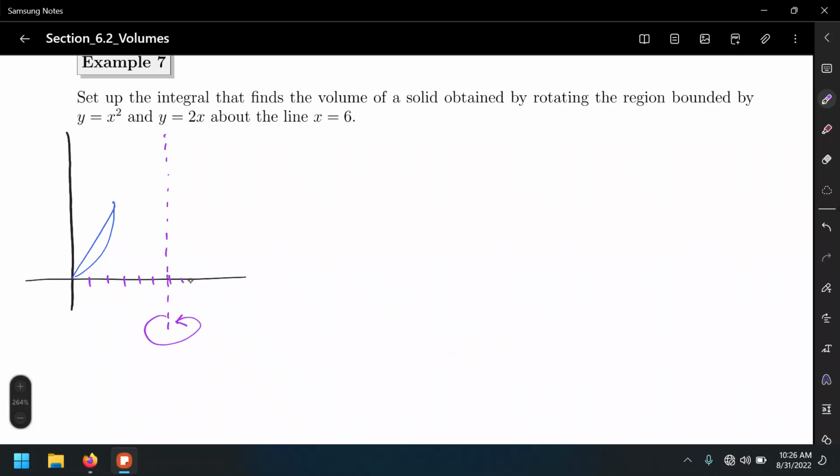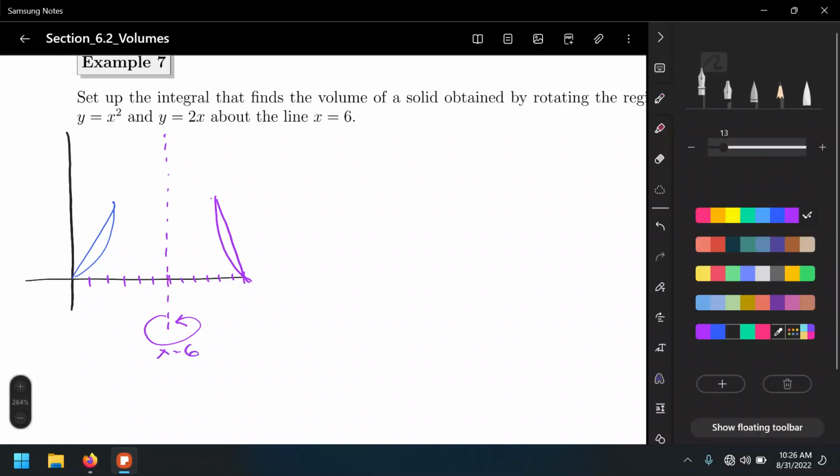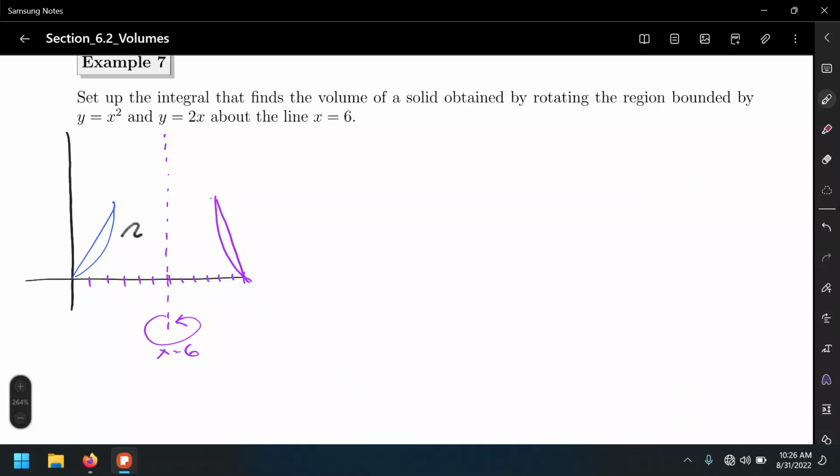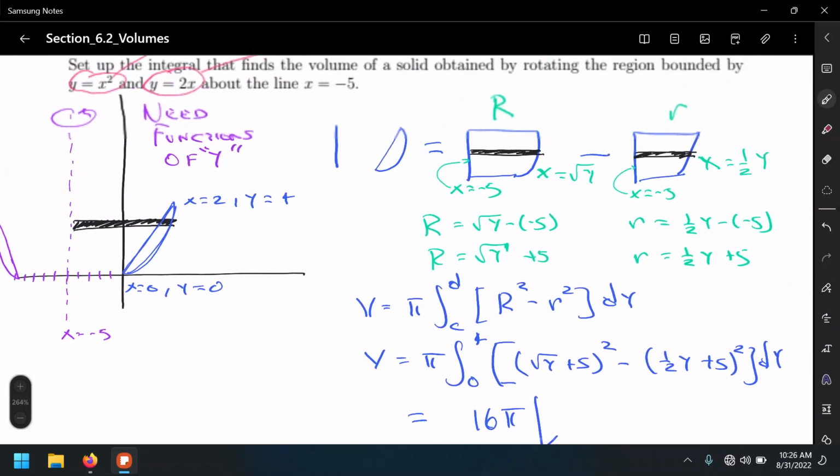And I'm going to go 1, 2, 3, 4, 5, 6, and draw this. So that's the solid that we are going to obtain this time when rotating about the line x equals 6. So in this case we want to refer to this region right here. Okay, so see how the axis of rotation this time is to the right, as opposed to the previous example, where we have the axis of rotation to the left.